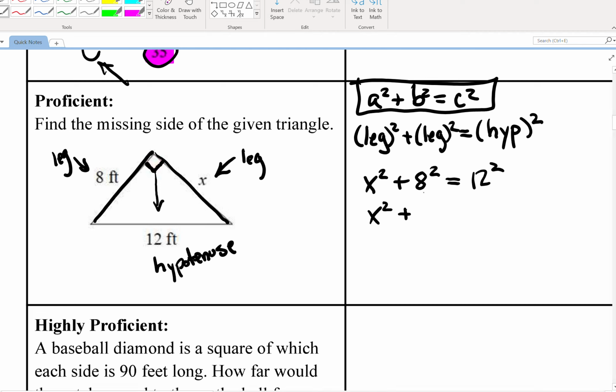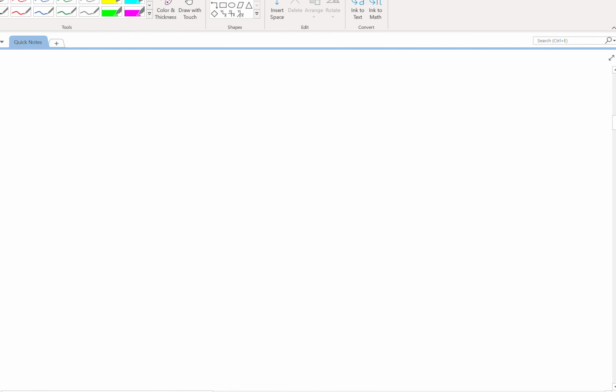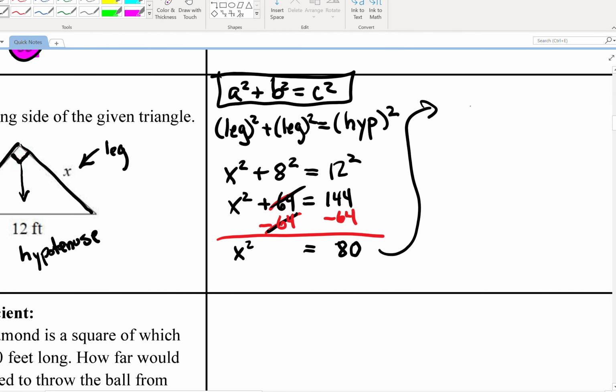So 8 squared is 8 times 8. That's 64. Is equal to 12 squared. That's 144. And now, if I subtract that 64 from both sides, here that cancels, and we are left with x squared alone. And over here, 144 minus 64 would be 80. So x squared is equal to 80. And I'm just going to copy that up here so I have a little more space. x squared is equal to 80.